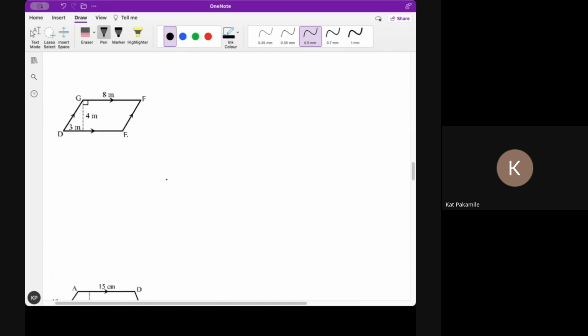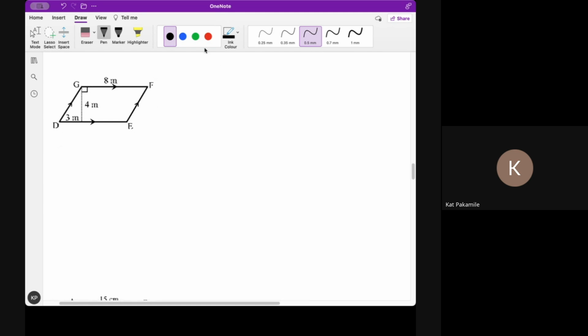Okay, let's do one with the parallelogram. Let's go with the parallelogram. Anybody remember the formula for area of a parallelogram? Anyone? It is also base times height. The only thing is we need to remember to use the correct height.